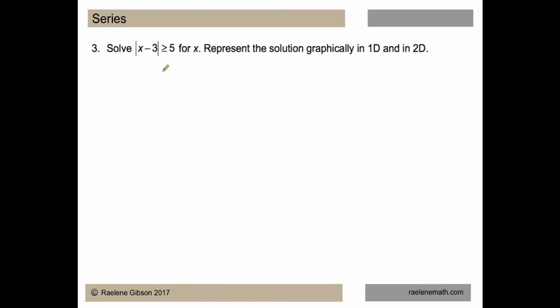My favorite way of doing this is graphically, and the absolute value means the distance. The left-hand side says the distance between, as indicated by the subtraction, x and 3. That distance is to be greater than or equal to 5. So we're really asked to find the x values such that the distance between x and 3 is equal to or more than 5 spaces. In other words, we want x to be more than or exactly equal to 5 spaces away from 3 on a number line.